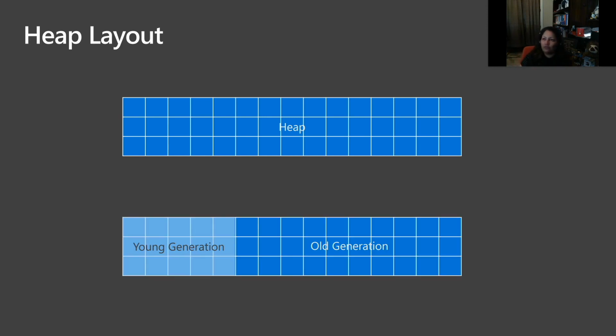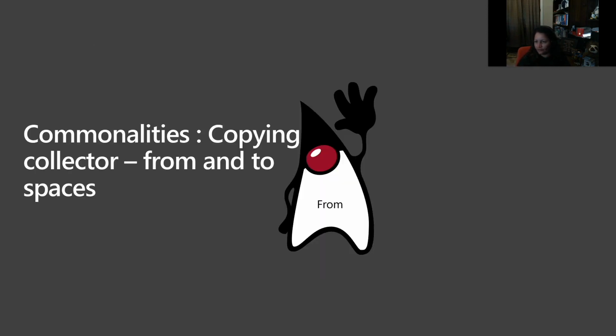Now, the generational heap itself can be regionalized as well, and that's what we see in G1 GC. It's generational as well as regionalized. Or you could just have a regionalized heap, which is what we see in ZGC and Shenandoah. So that's the basic. Now, let's look at the regionalized concept and generational concept, and again define the commonalities between G1 GC and Shenandoah and ZGC.